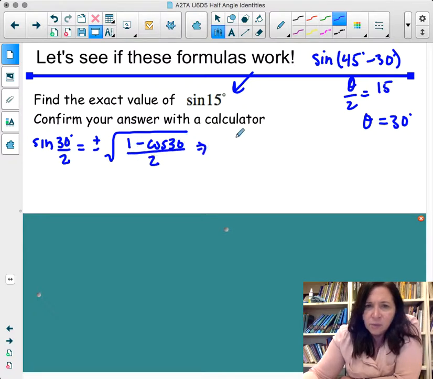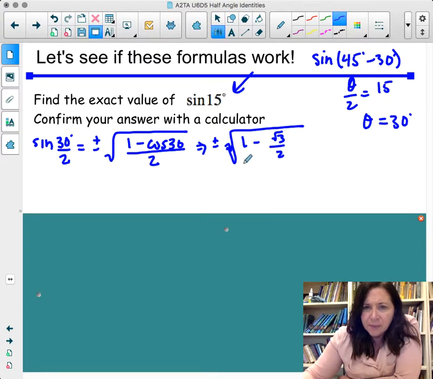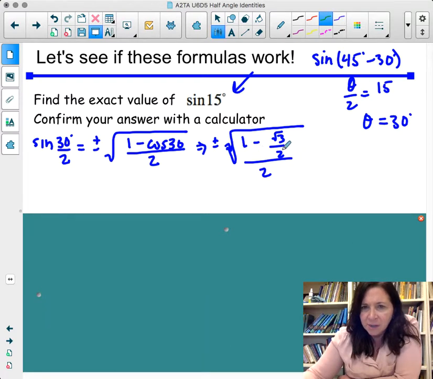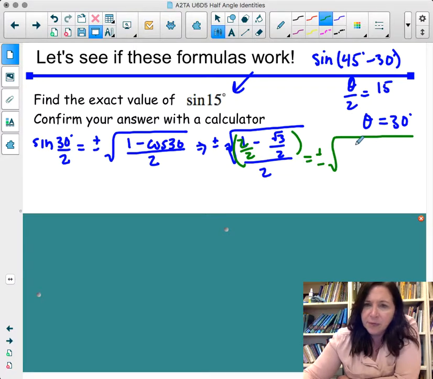And that's going to equal plus or minus the square root of 1 minus cosine of 30, which is the square root of 3 over 2, and that's all still over 2. I need to get a common denominator to combine these two terms right here. So that's 2 over 2. So that's going to equal plus or minus 2 minus the square root of 3. You're going to leave that like that. Don't mess with that. Over 2.